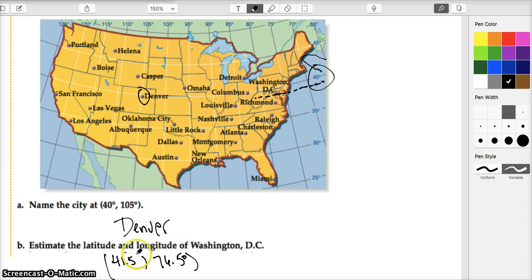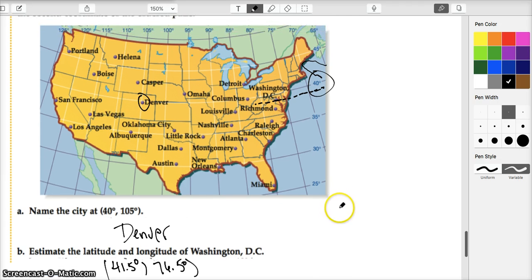And we should put degrees in for each of them. So you can see that there is some application in the real world with our coordinate plane.